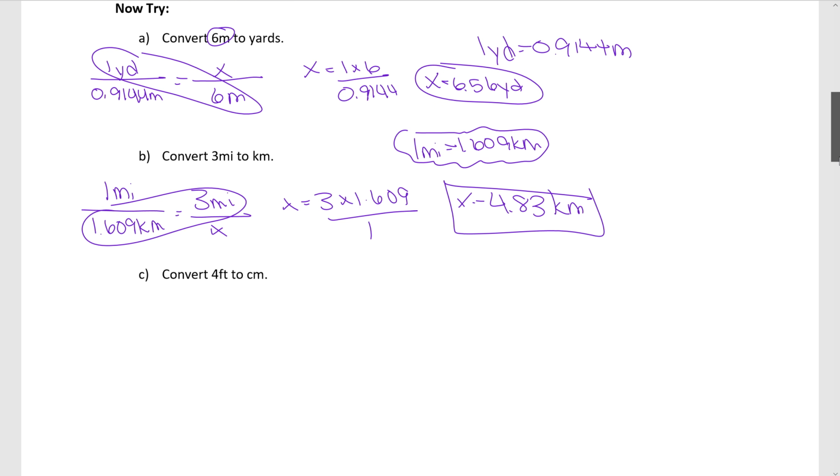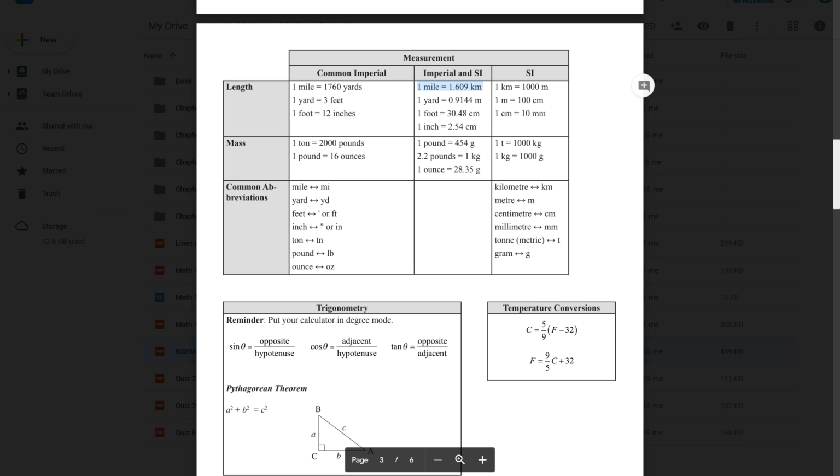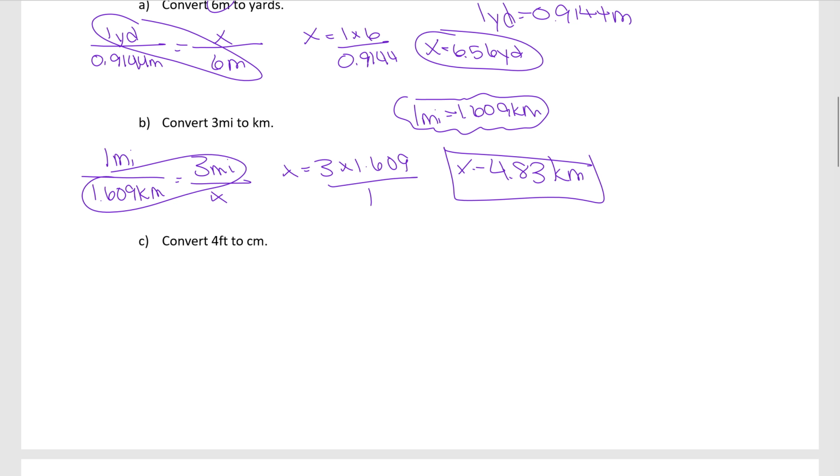Okay, and the last one is convert 4 feet to centimeters. So let's see if we can find our conversion rate. 1 foot is equal to 30.48 centimeters. So I'll jot that over here. 1 foot is equal to 30.48 centimeters.